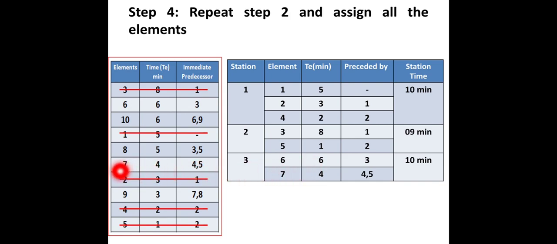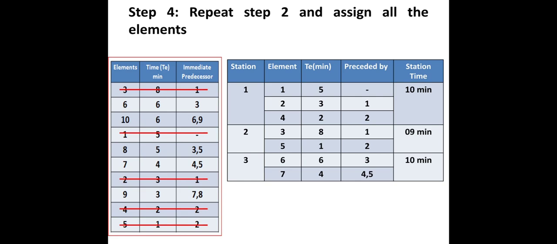So next is element number 7. Here it is 4 and 5. 4 and 5 is already assigned. So I am free to assign element number 7. So I have assigned here, and the element time is 4. So 6 plus 4 will be equal to 10 minutes, which is equal to cycle time. So there is no problem. Precedence constraint is also satisfied and cycle time is also satisfied. So I am assigning this element.